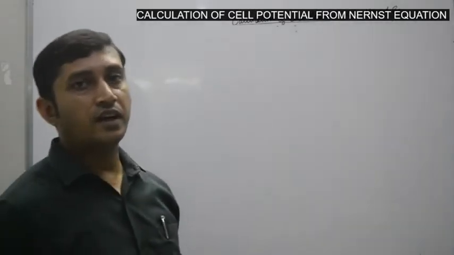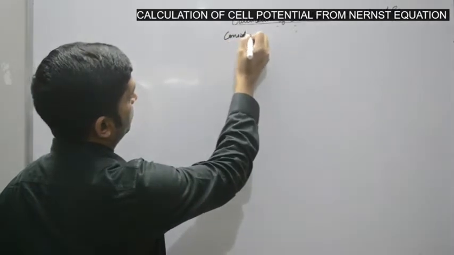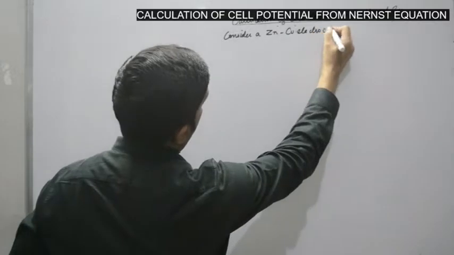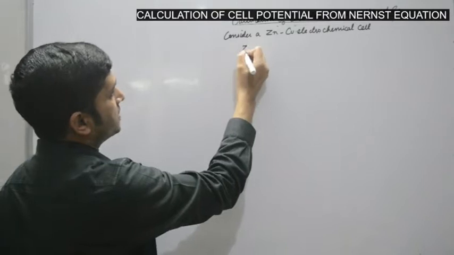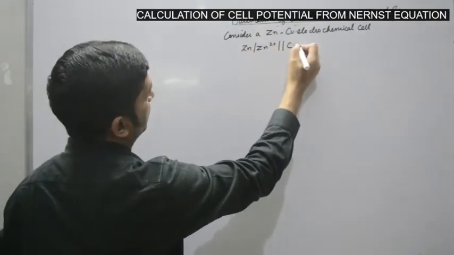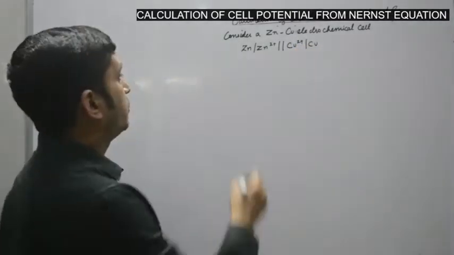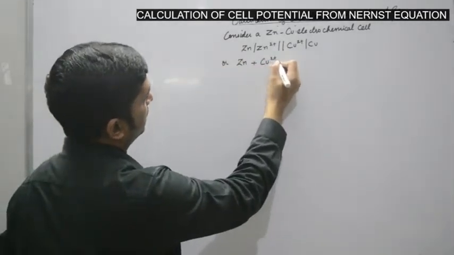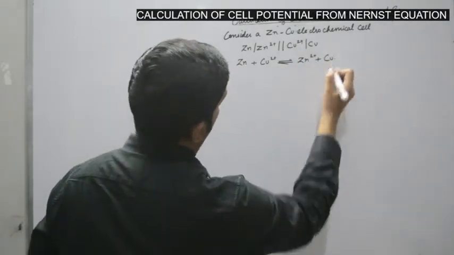Now consider a zinc copper electrochemical cell. It can be represented as zinc oblique zinc ion, then salt bridge, then copper ion getting reduced to copper. Or we can write the overall reaction that zinc reacts with copper ion to give zinc ion plus copper.